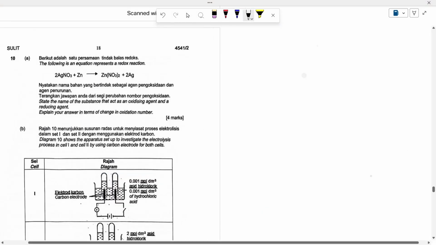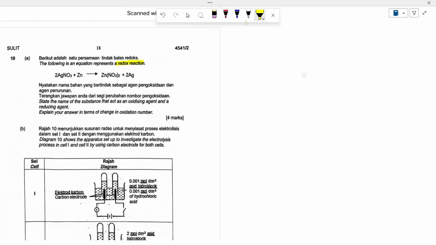Now we look into question number 10. The following equation represents a redox reaction. Silver nitrate reacts with zinc to produce zinc nitrate, and the silver is displaced. So this is actually a displacement reaction. The question asks: state the name of the substance that can act as the oxidizing agent and the reducing agent. Explain your answer in terms of change in the oxidation number. So 4 marks, 4 points.